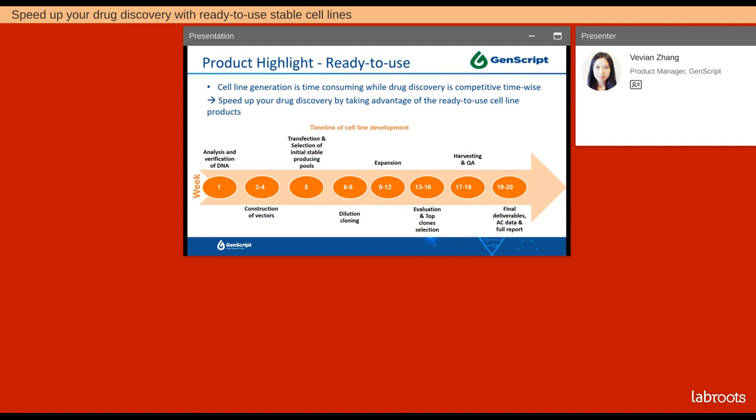After that, you still need to do evaluation and choose the top clones. To get the result, you still need to do some QA and also harvest your cells, which takes another couple of weeks. And after that, you can get to the final deliverables. The whole procedure takes about 20 weeks, which is 5 months of your valuable time. So why waste your time? Speed up your drug discovery by taking advantage of the ready-to-use cell line products.